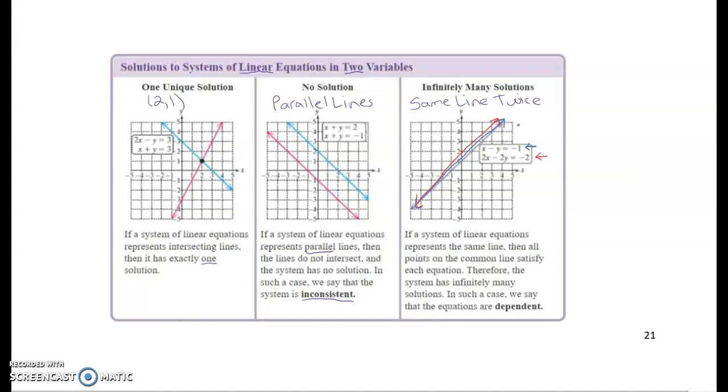Here, it's not all real numbers, and again, we'll talk about why when we get to an example. But you have infinitely many solutions. Every solution to the first line is also a solution to the second line. These are called dependent equations when you have that same line twice. So if it's the same line, you have dependent equations. And we'll see an example of that here on the next page.